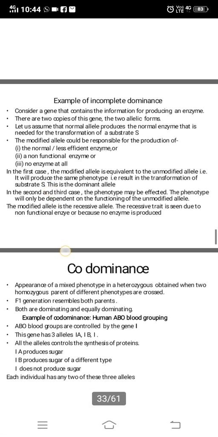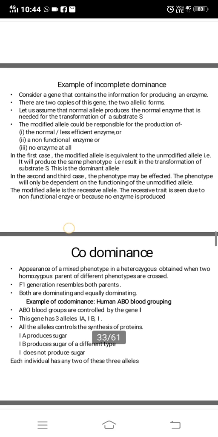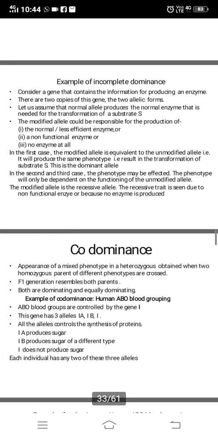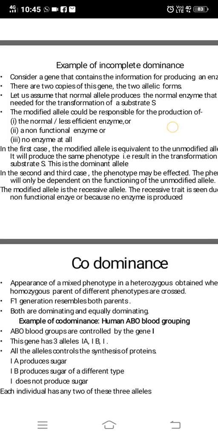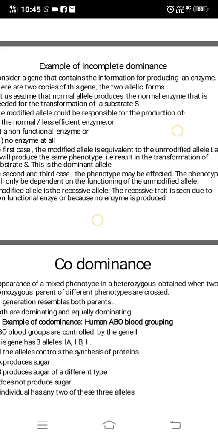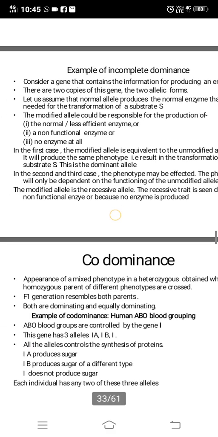Another example is the gene. Consider a gene that contains information for producing an enzyme. This enzyme is needed for the transformation of a substrate S. Suppose the normal allele produces the normal enzyme that is needed for the transformation of a substrate S. Now there are two copies of this gene. The normal allele produces the enzyme for the transformation of substrate S. What would the modified allele do? It could be responsible for production of a normal or less efficient enzyme, a non-functional enzyme, or no enzyme at all.